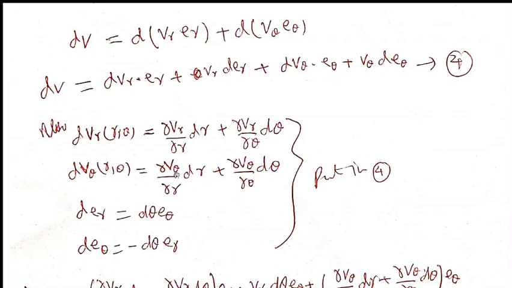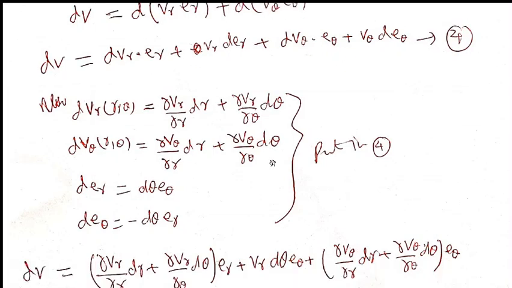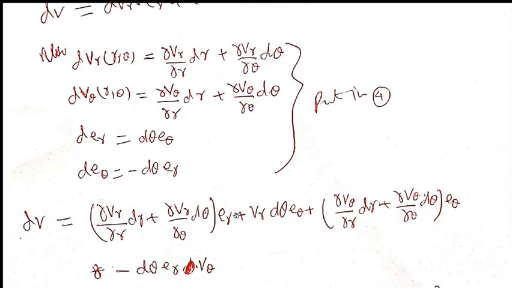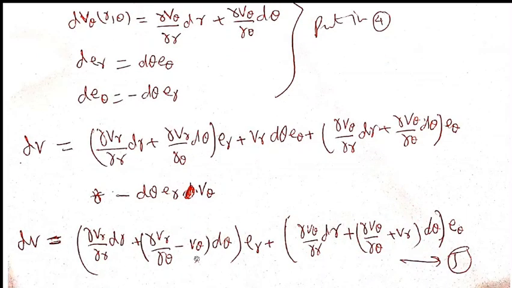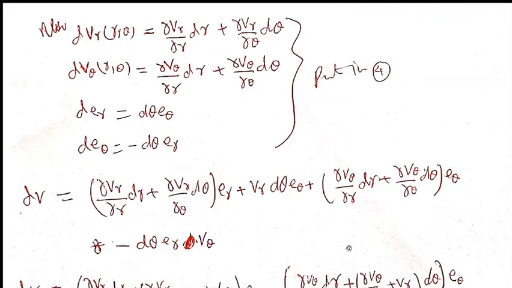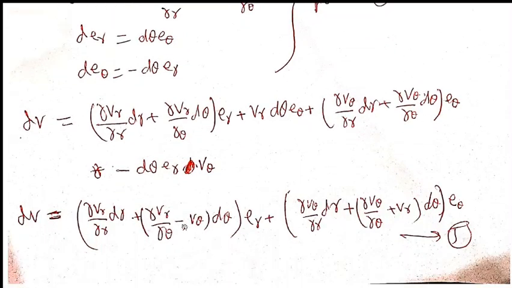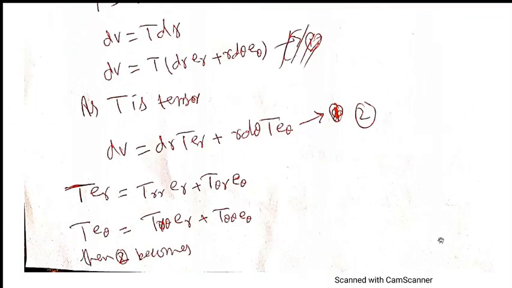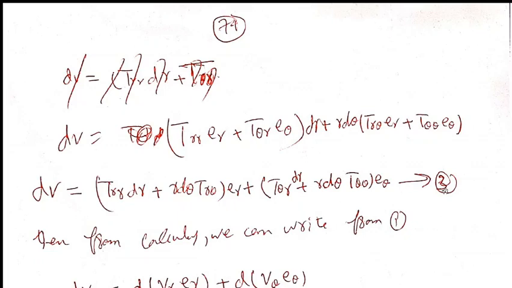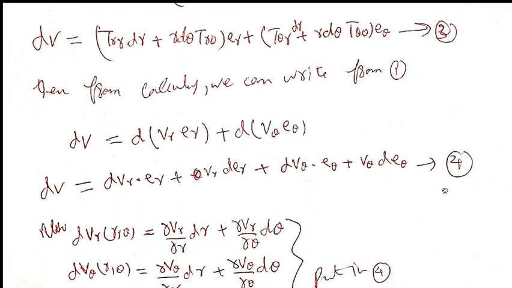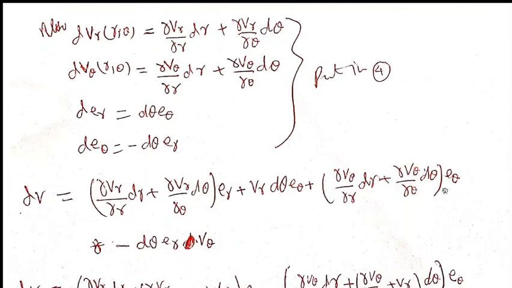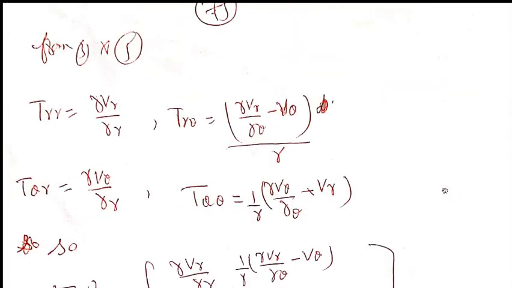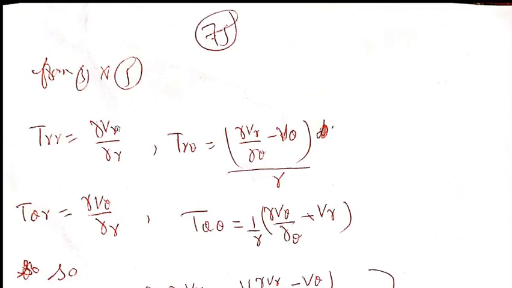Now we will use these in equation number 4, and after rearranging we have equation number 5. Here we have the coefficient of Er and here the coefficient of E theta. Now with the help of calculus, we have the differential of v as equation number 5, and with the help of our definition of gradient, we have the differential of v given in equation number 3. So both the differentials must be the same. Then from 3 and 5 we can have this.